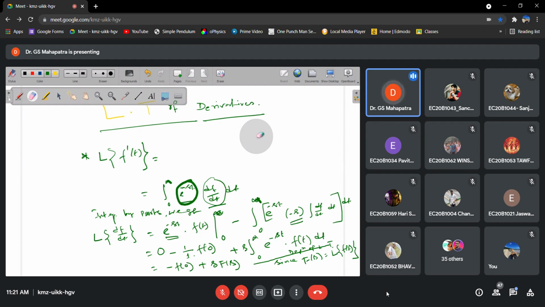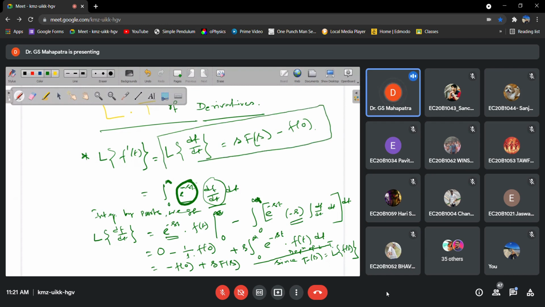So what is the Laplace transform of the first derivative? I can write here again: the Laplace transform of df/dt equals s times F(s) minus f(0). So I can consider the full part or this part. This is the formula, so there is no need to find all this integration again when you are applying it to solve any differential equation. Directly you can write this one.